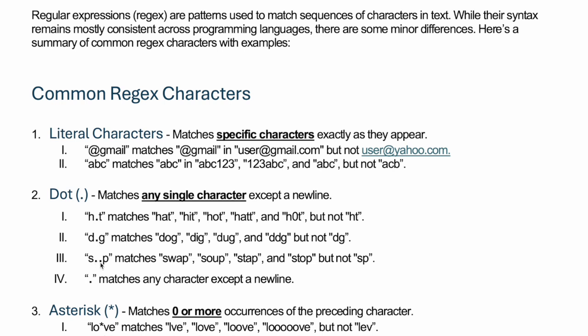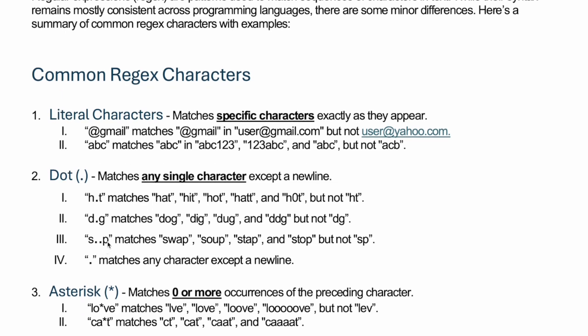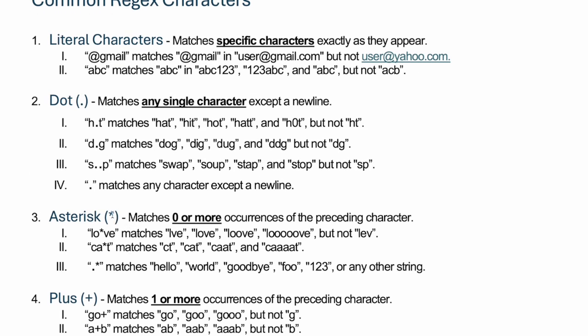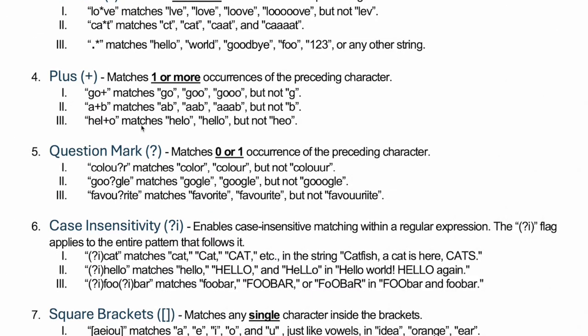Or if we just use two dots, that means we're looking for a four character string that starts with S, ends with P, and between those we must have two single characters, and they could be anything. A single dot means any character. If I just use an asterisk, that means I should have zero or more characters here. So I can have no character like this, or I can have one or more characters, like this or this. These all match.